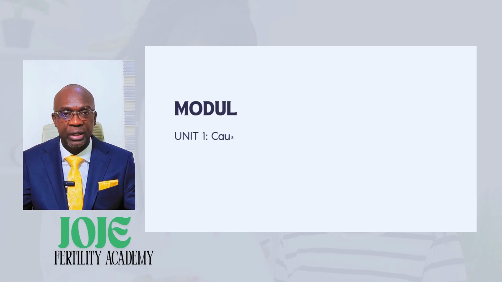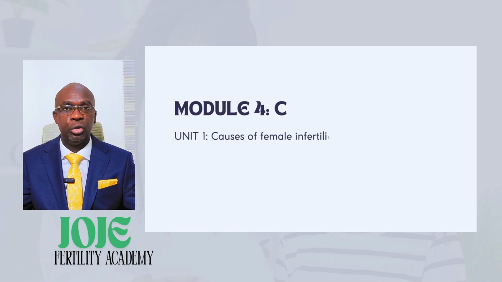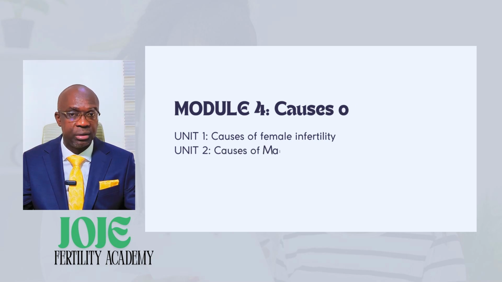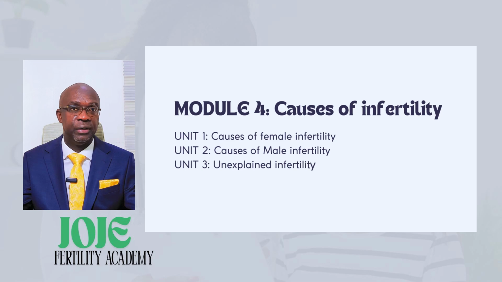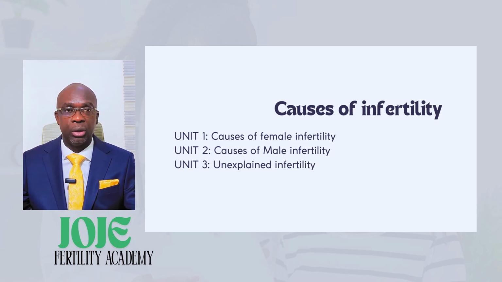And then once we're done with the third module, you go to the fourth module. The fourth module will be looking specifically at the causes of infertility. Now, you have the female causes, you have the male causes, and then you have the unexplained infertility. And so that is what module 4 will be looking at.